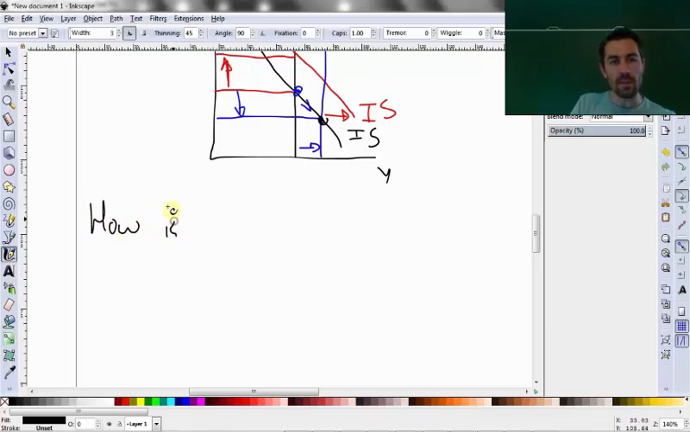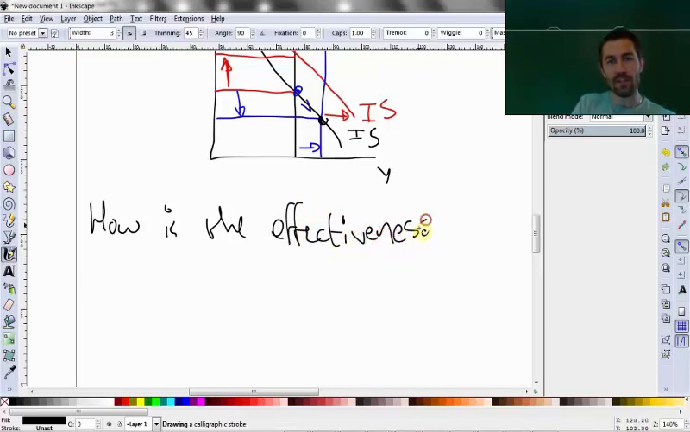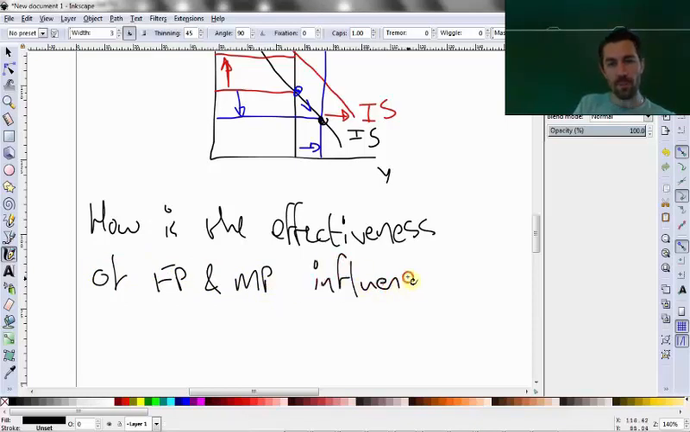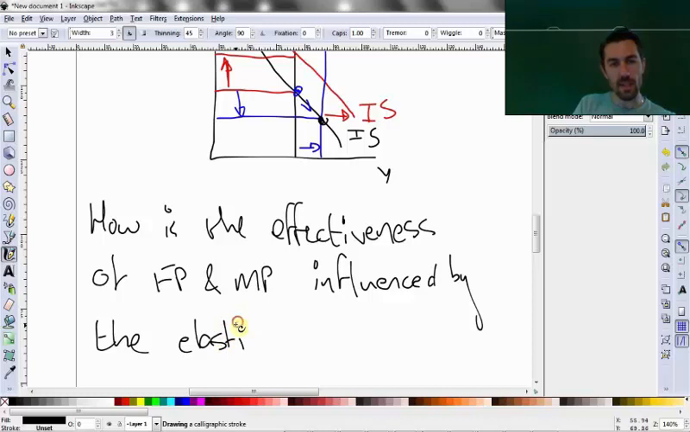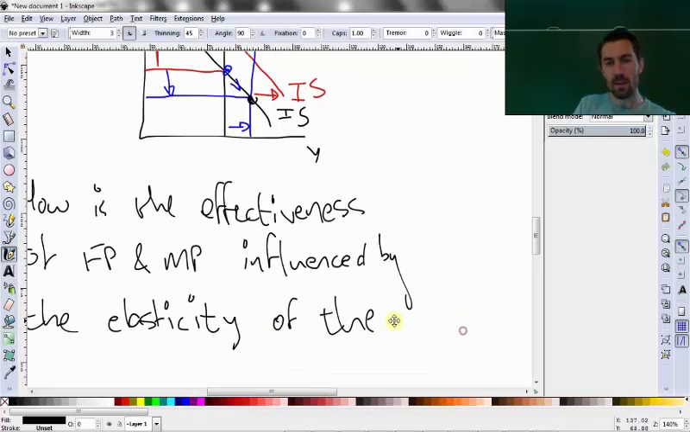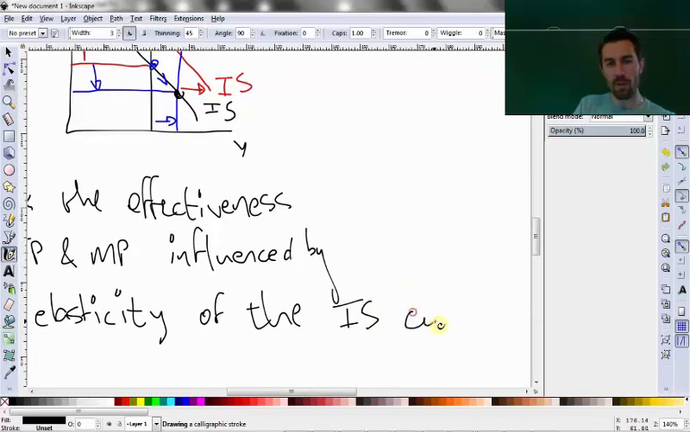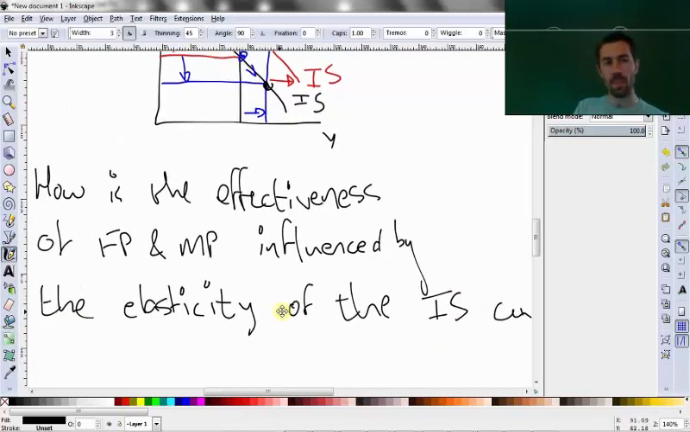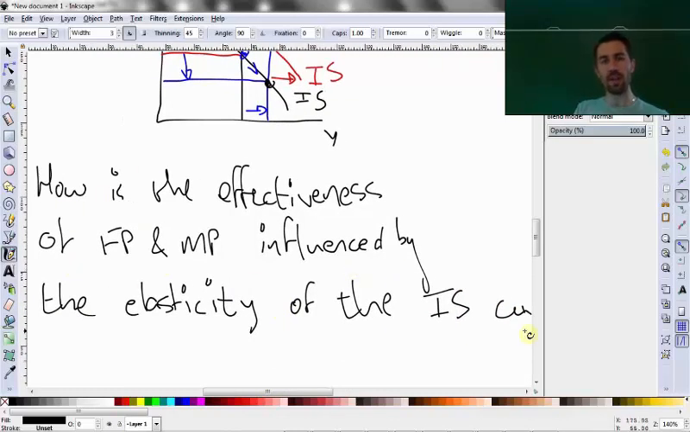How is the effectiveness of both fiscal policy and monetary policy influenced by the elasticity of the IS curve? How is the effectiveness of fiscal and monetary policy influenced by the elasticity of the IS curve? That's my question for you. You can do it for your homework and come and chat to me whenever you want to about it.